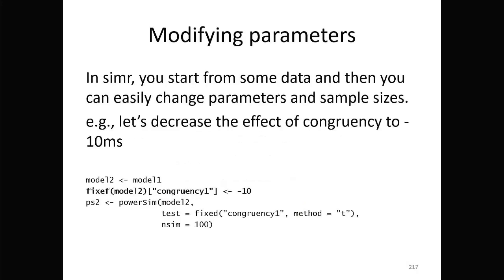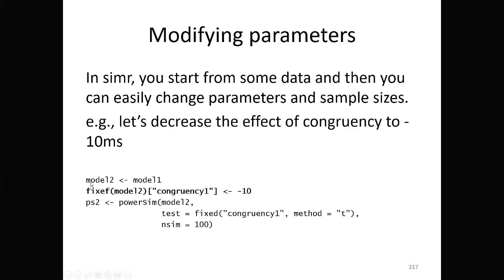But we may want to plan a new study where we expect that the facilitation is not as large as the one that we observed in the original data. What can we do? Well, we can decrease the fixed effect to an effect of the size that we'd like.